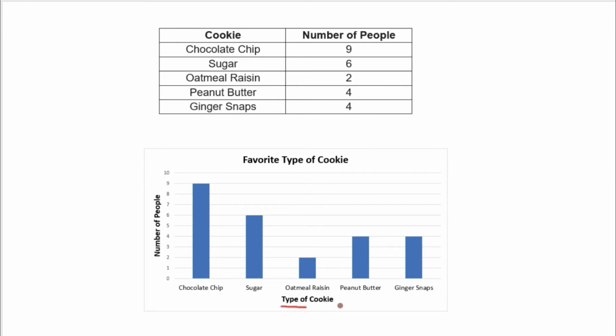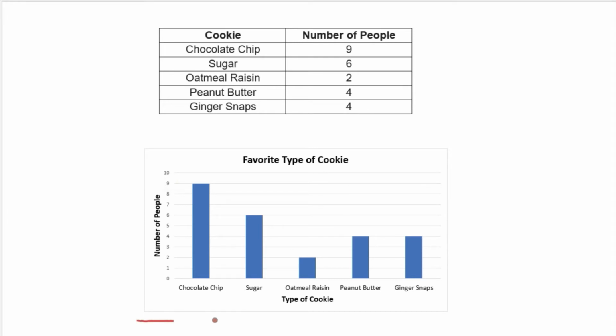The type of cookie is completely independent of how many people like it. So that is my independent variable. The number of people that like a cookie is dependent on the type of cookie. That is my dependent variable that goes on my y-axis. When doing a bar graph, it's important to label each of your bars, and then the height obviously just corresponds to how many people like that kind of cookie.